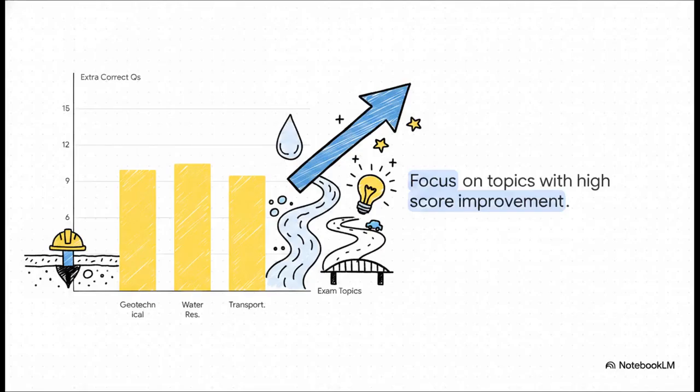And here's a massive tip. Not all subjects carry the same weight. You want to focus your time on areas with the best return on investment. Topics like geotechnical, water resources, and transportation are huge. For instance, just mastering water resources alone can add between 8 to 13 correct answers to your final score. You have limited study time, right? So invest it heavily into these high-yield core areas that will make the absolute biggest impact on exam day.